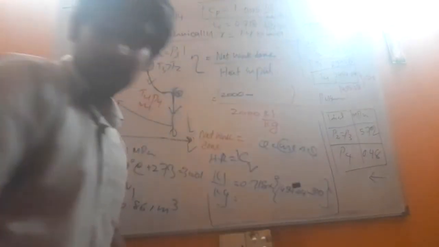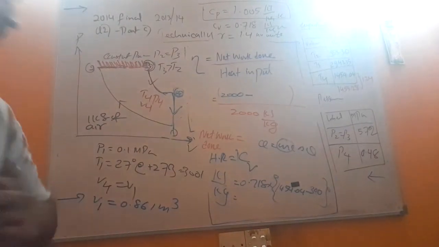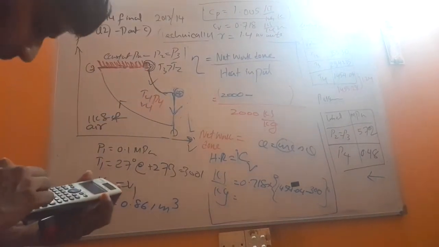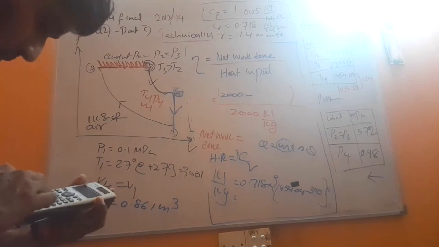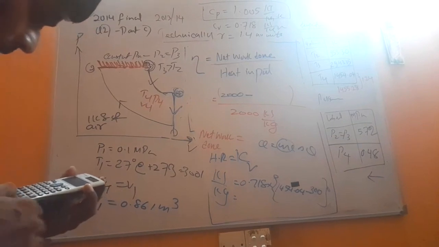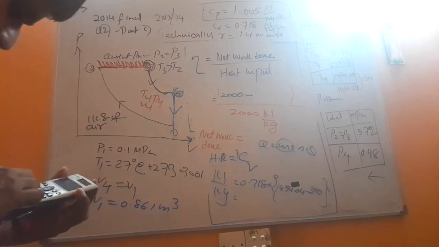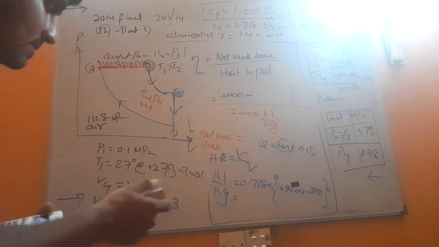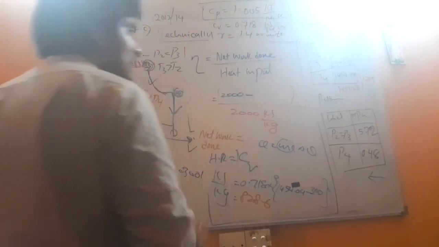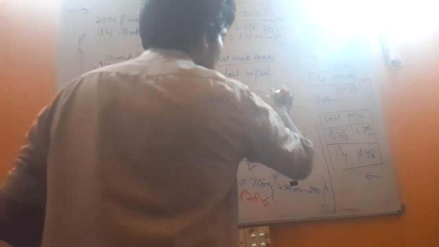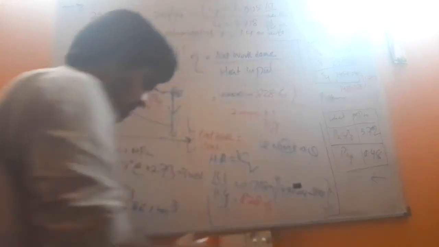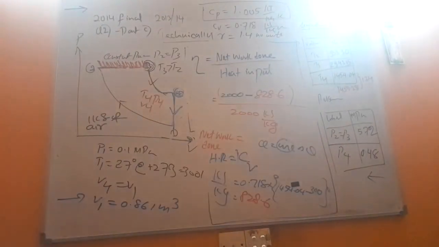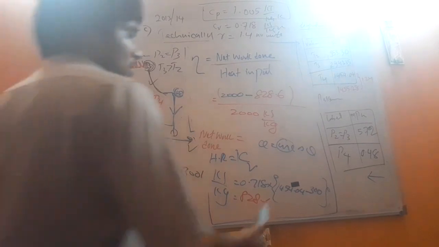Quickly tell me what is the value for that? 1454.04 minus 300 multiplied by 0.718, 828.6. That means the heat rejected is 828.6. Right. No problem.